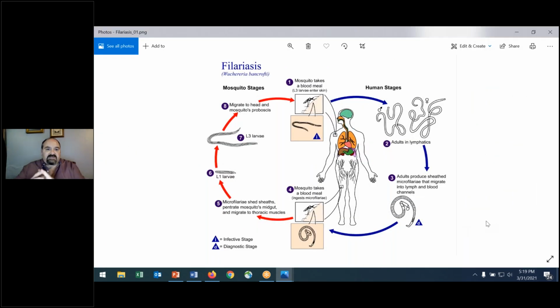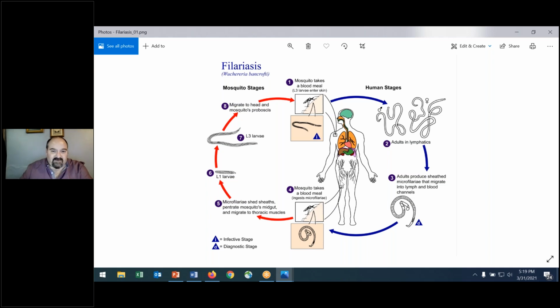Yeah, so take a look at the cycle here, as far as the mosquito takes a blood meal from a patient. And then what will happen is that the adults of these nematodes, these worms, will end up being in the lymphatic system, in the vessels. The adults produce sheathed microfilariae that migrate into the lymph and blood channels. The mosquito takes a blood meal, and see, this is how it gets passed on.